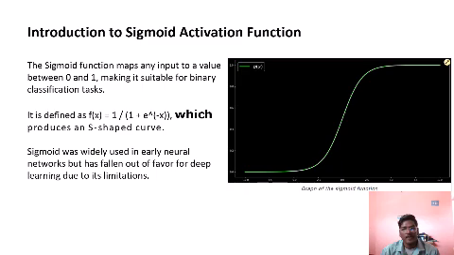Introduction to sigmoid activation function. The sigmoid function maps any input to a value between 0 and 1, making it suitable for binary classification tasks. It is defined as f of x is equal to 1 by 1 plus e to the minus x, which produces an S-shaped curve. Sigmoid was widely used in early neural networks, but it has fallen out of favor for deep learning due to its limitations.